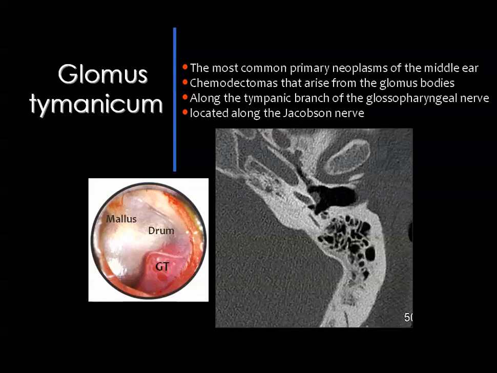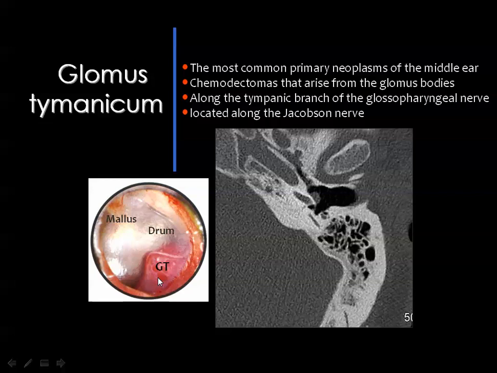Then this is a lesion which is considered the most common primary neoplasm of the middle ear. This is the glomus tympanicum. The glomus is a chemodectoma, one of the chemodectomas that are frequently seen in the head and neck, and this is one of the common locations inside the middle ear cavity. The diagnosis is clinically easy by looking through the otoscope, and you can see a vascular red lesion behind the drum.